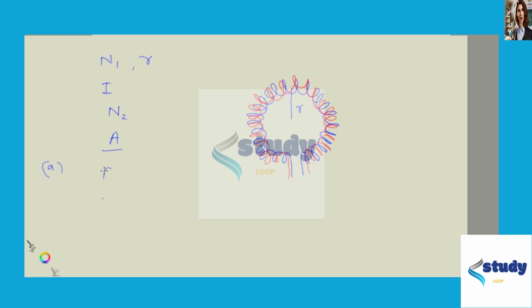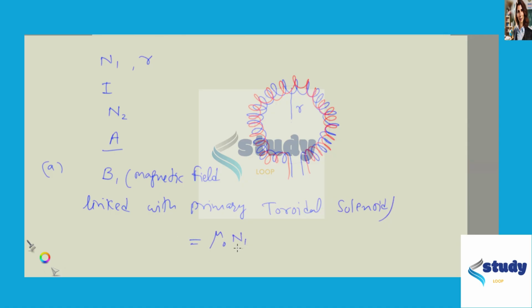So first of all, the magnetic field B1 linked with the primary toroidal solenoid is mu naught N1 by 2 pi r, because here it is the number of turns per unit length, and the length is the circumference. So it is mu naught N1 by 2 pi r into I. This is the magnetic field associated with the primary toroidal solenoid.